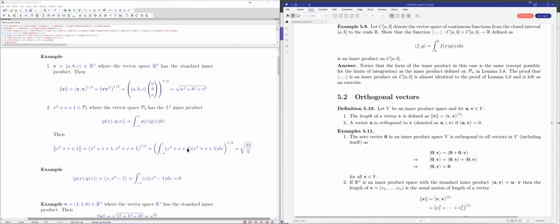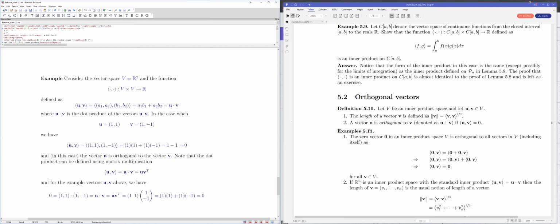Here you multiply this out, and you integrate between 1 and minus 1. When you do that, you're going to get 22 on 5. But remember, the length is the inner product of the vector with itself, and then you take the square root of that. So it's 22 on 5, and the square root of that would be square root of 22 on 5. So in this case, the length of the polynomial x squared plus x plus 1, with respect to this inner product over here, is square root of 22 on 5.